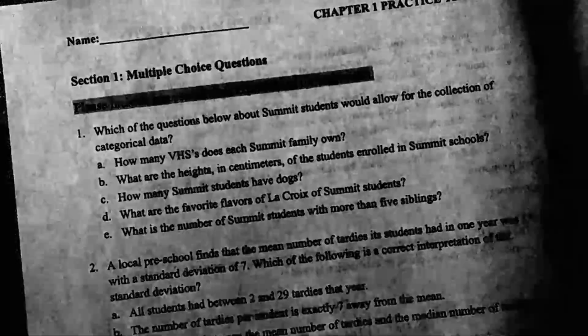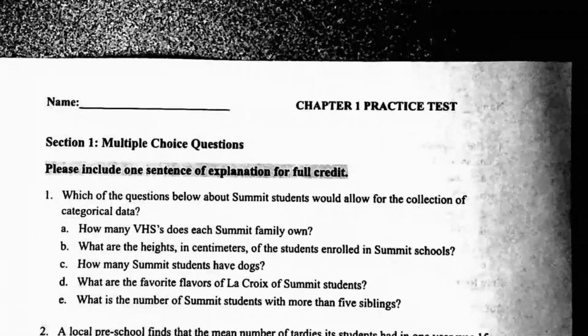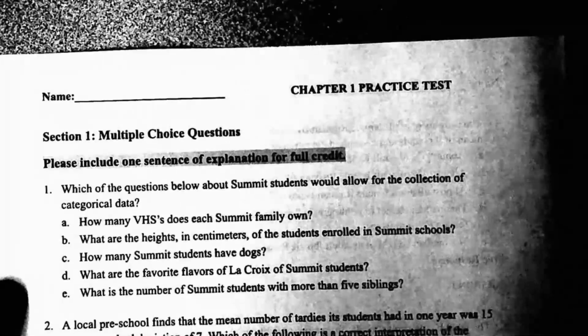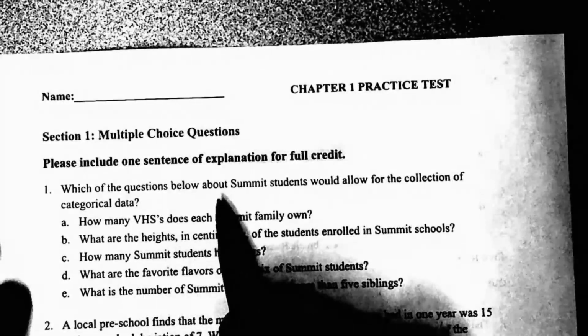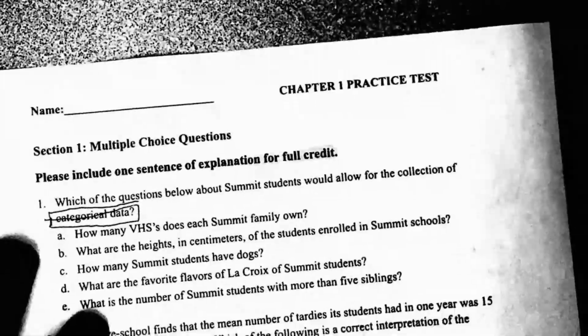Okay, this is the answer key for the chapter 1 practice test, starting with the multiple choice. So first question is asking which of the questions below about some students would allow for a collection of categorical data. So always good when you're reading the question to underline or circle kind of what's important. So we're looking for which one is categorical data.